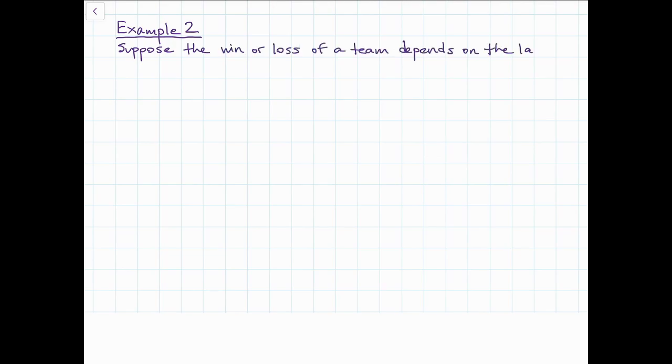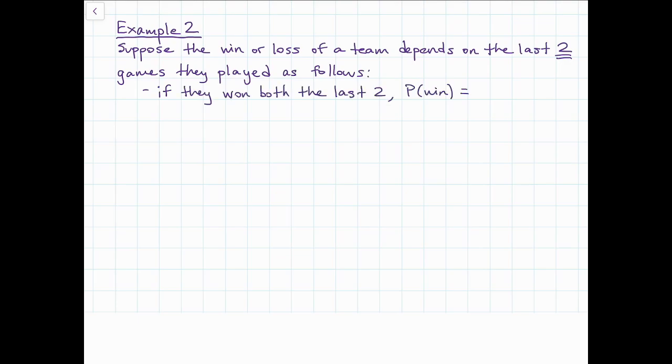We might have a situation, though, where we do want to have dependence from further back in time. So I'm going to imagine winning or losing again as an example, but imagine that whether a team wins or loses depends on the last 2 games that they've played in the following way. If they've won both of their last 2 games, then the probability they win the next game is 0.7. So they're kind of on a winning streak, they're feeling good. If they have lost both of the last 2 games, the probability they win their next game is only 0.2. So maybe they're feeling a little bit demoralized from losing twice in a row, so they have a lower probability of winning their next game.